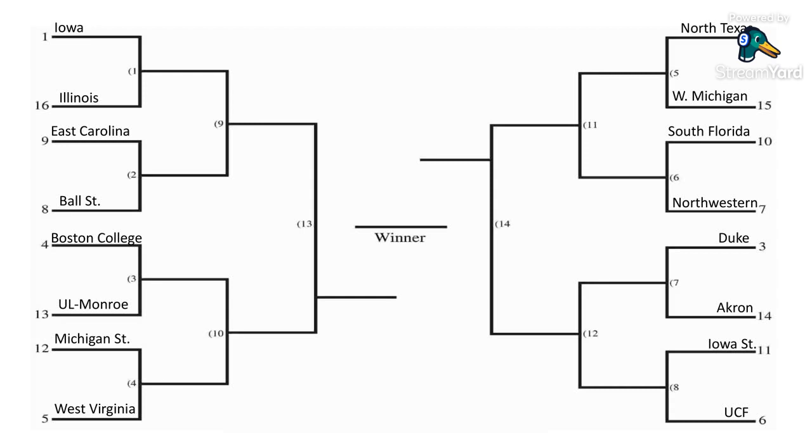You have Iowa and Illinois as the first and 16th seed. East Carolina and Ball State as the 9 and 8. Washington College and University of Louisiana Monroe, and then Michigan, West Virginia, and then North Texas and Western Michigan, and then South Florida versus Northwestern, Duke versus Akron, Ohio State versus Central Florida are your 16 teams for an NCAA football tournament.